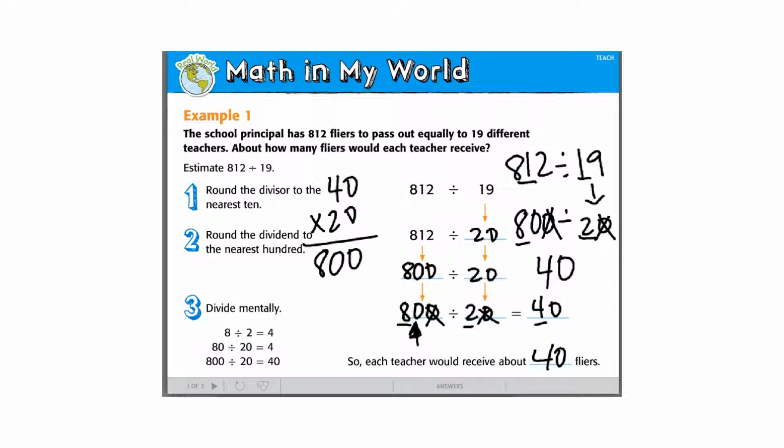Because if there's almost 20 teachers and there's 800 flyers, if every teacher only got 4, that wouldn't make sense, would it? So that's part of where, at the end of the question, you have to really think about it: is that a reasonable answer? Does it make sense? If you don't think it does, you should go back and check your work again.